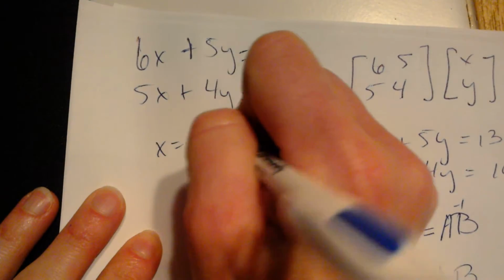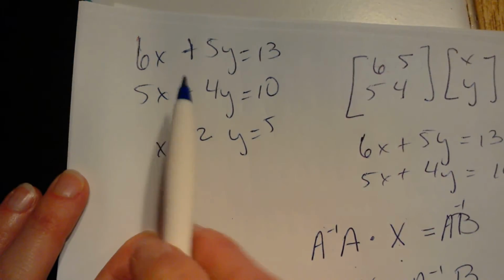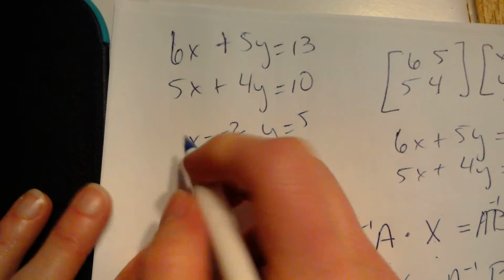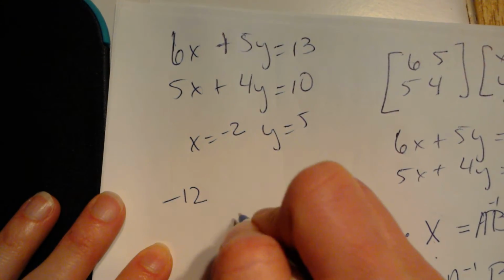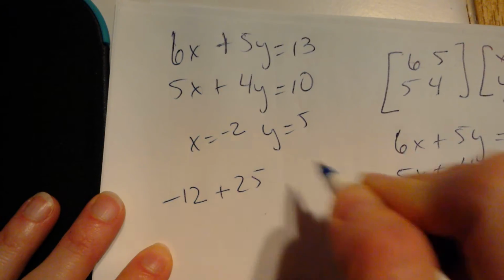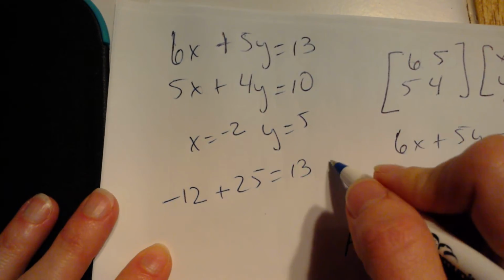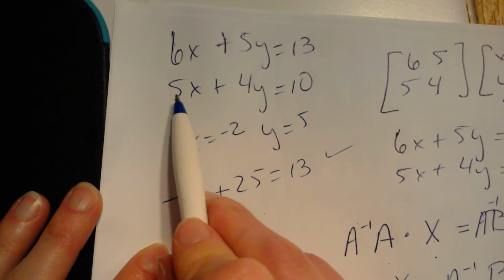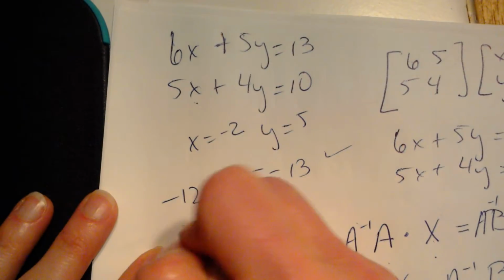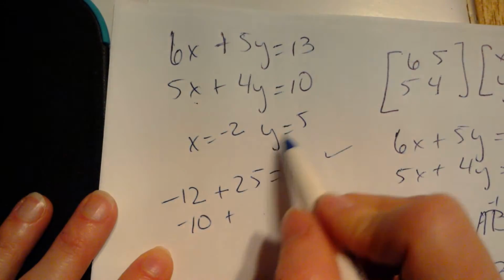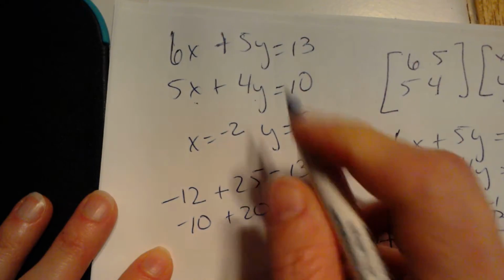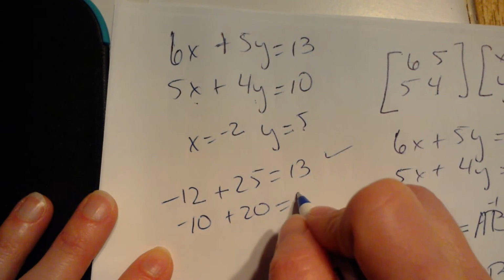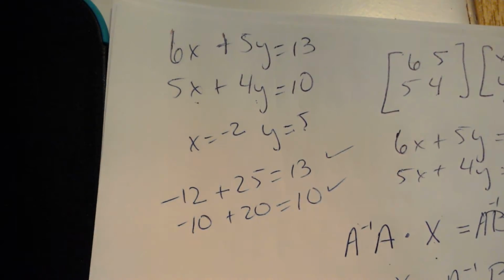So we said x is negative 2, y is 5. So let's just check it. If I plug in a negative 2 here, it'll give me negative 12 plus 25, which is 13. So that one works. If I plug it in here, 5 times negative 2 is negative 10, plus 5 times 4 is 20. That gives me a 10. So they both work. Okay?